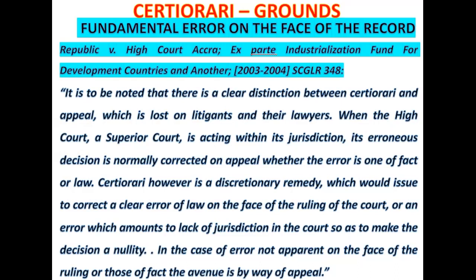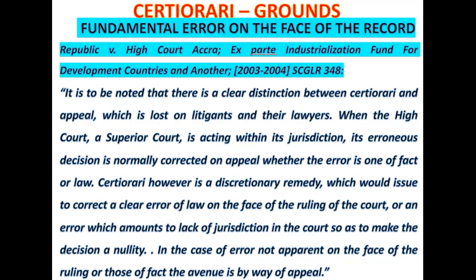If the judge was acting within his jurisdiction and committed an error of law, you go for appeal. But when the judge goes beyond its jurisdiction and commits an error of law in that regard, you can go for certiorari. So these cases that I've mentioned are all for the purpose of explaining just one thing to you, what we mean by fundamental error on the face of the record.